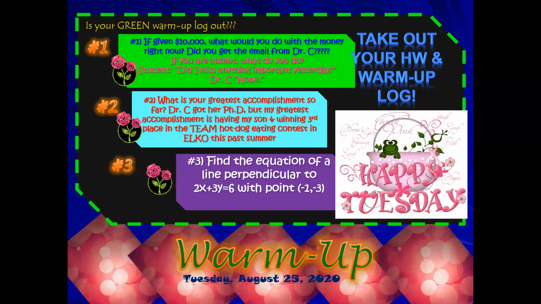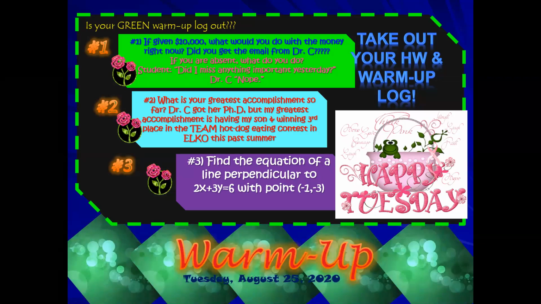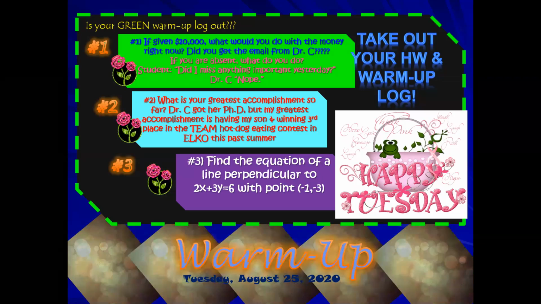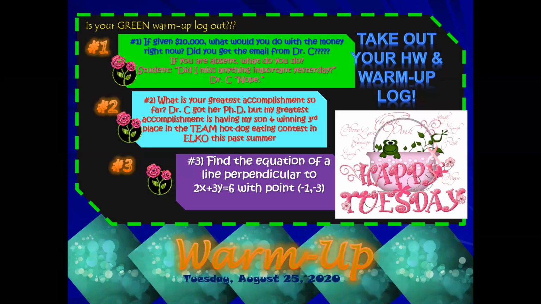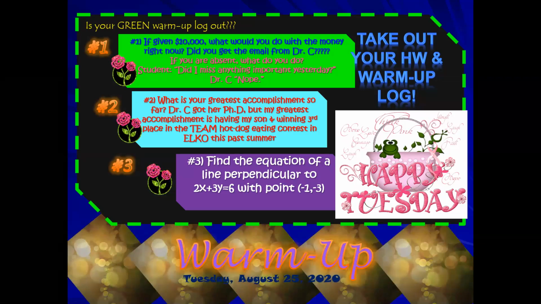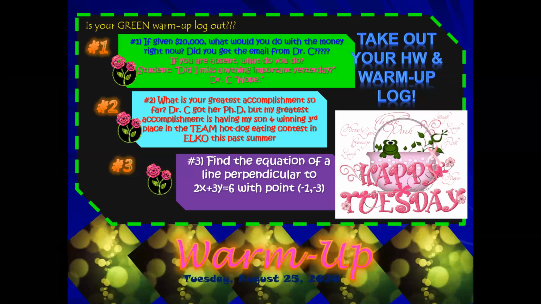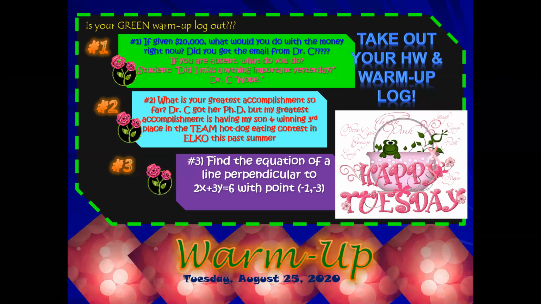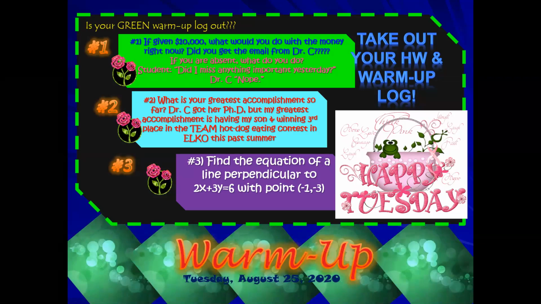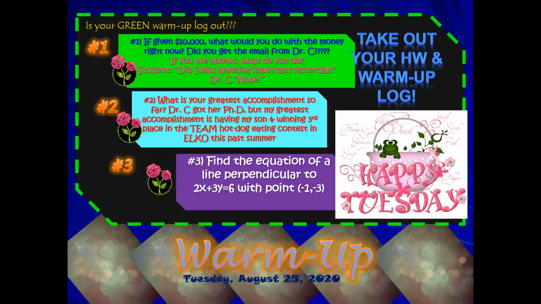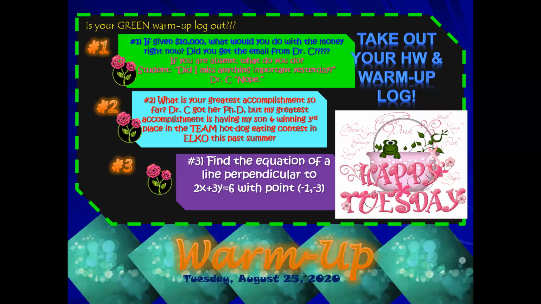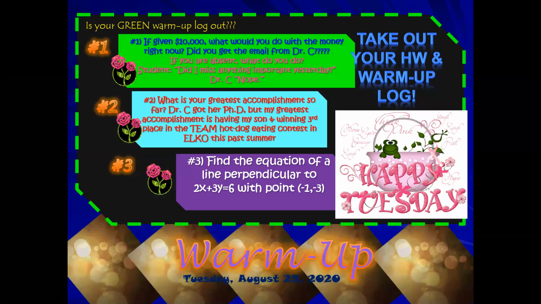Go ahead and take a moment to look at the 3 questions for warm-up. Question number 1 says, if given $10,000, what would you do with the money right now? And also, if you have not given me your email yet, make sure you do that. Number 2, what is your greatest accomplishment? Number 3, find the equation of a line perpendicular to 2x plus 3y equals 6 with point (-1, -3).